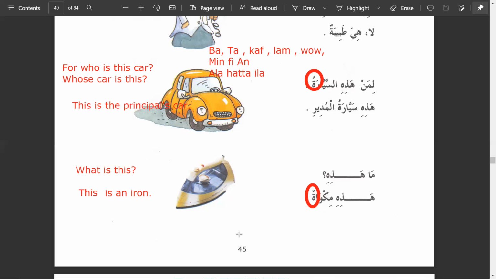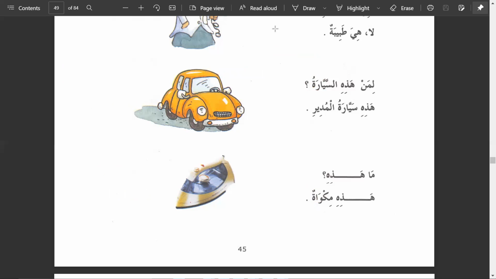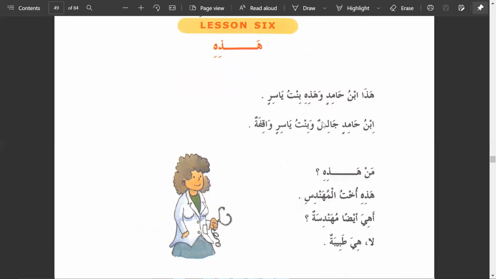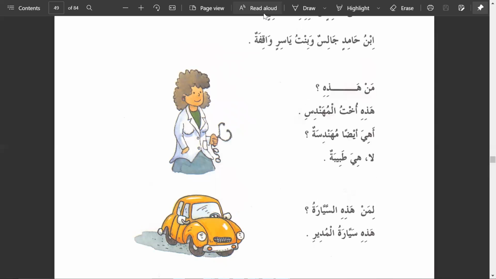So today in this lesson, we learned the first page of lesson 6. Take a picture of this part of the page also, and let me know when you are done. So today we did lesson 6, page 45. I'm pausing the video here, and inshallah, in the second half, we are going to learn about the feminine gender, feminine ism.